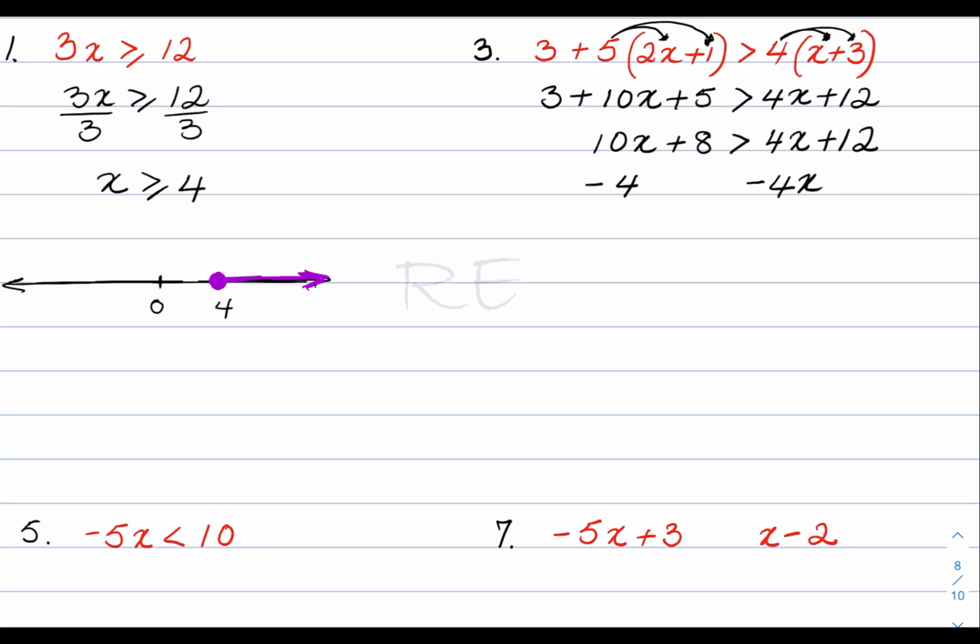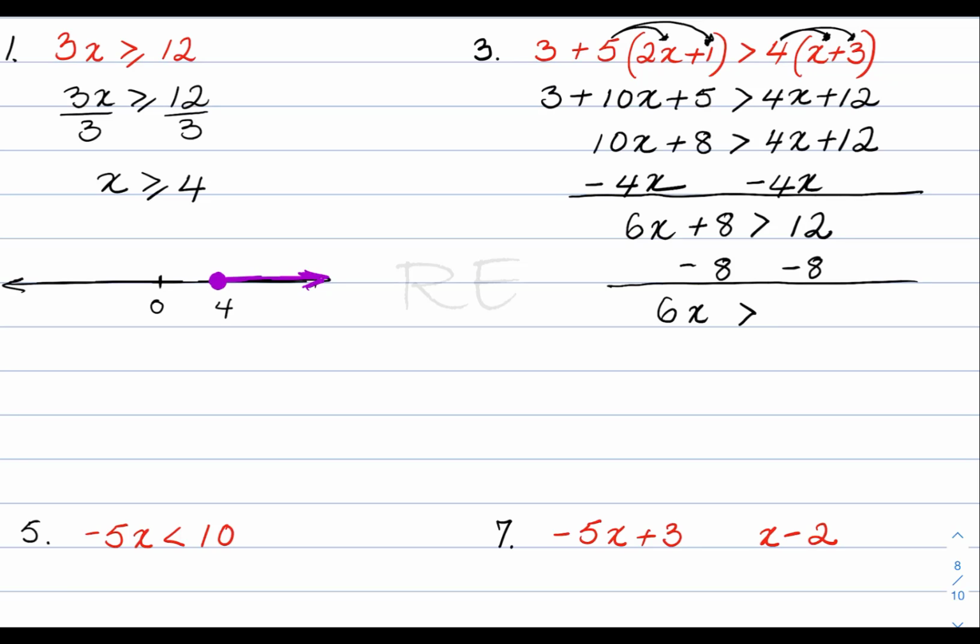Greater than 4x plus 12. Take away 4x from both sides. 6x plus 8, strictly greater than 12. Then we'll take away 8. 6x will be strictly greater than 4. Divide both sides by 6, and then reduce. x is greater than, for 4 over 6, when we reduce, x will be greater than 2/3.